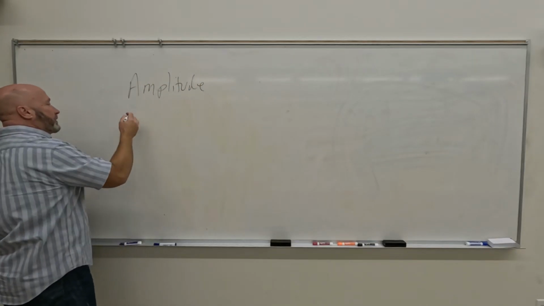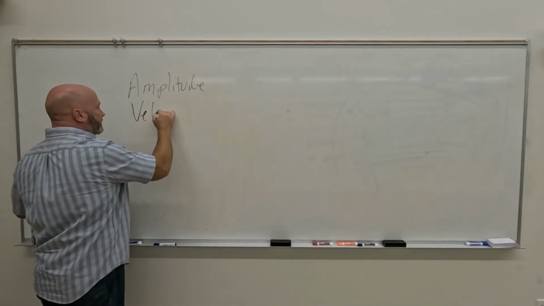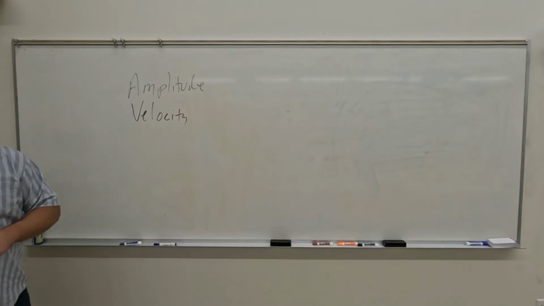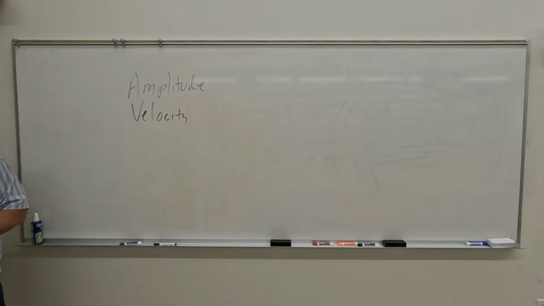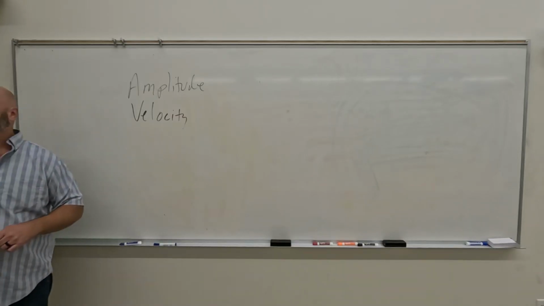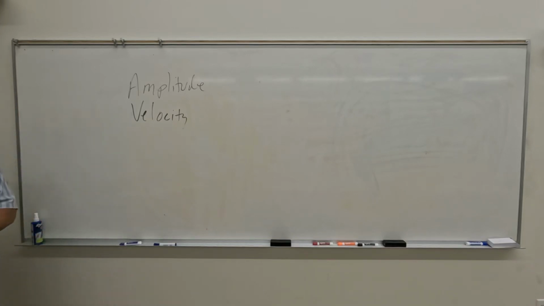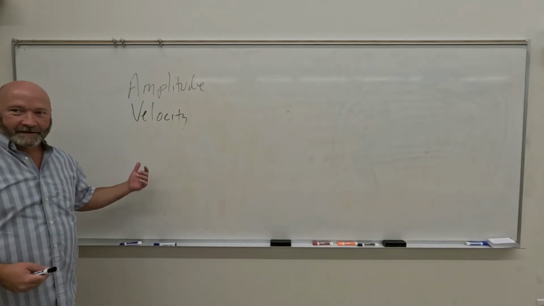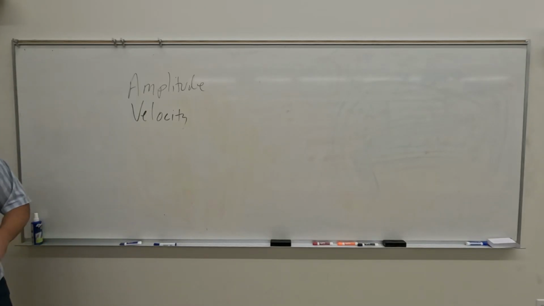So we've got a height, and we call that height amplitude. Okay, so we've got velocity. We already talked about velocity. The velocity of light is constant in a vacuum, and we call it the speed of light, right? So light travels at the speed of light.